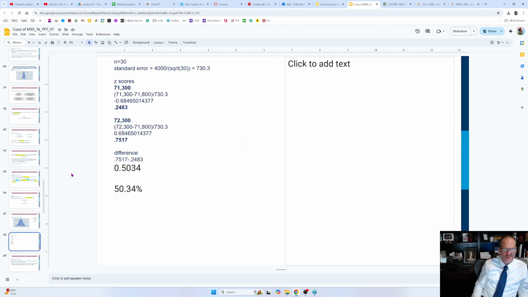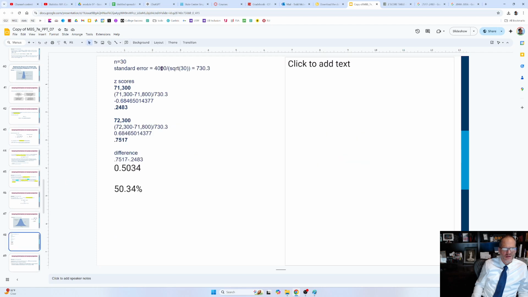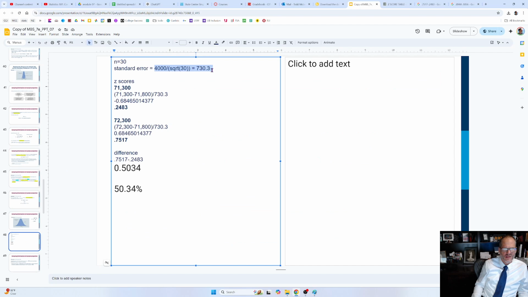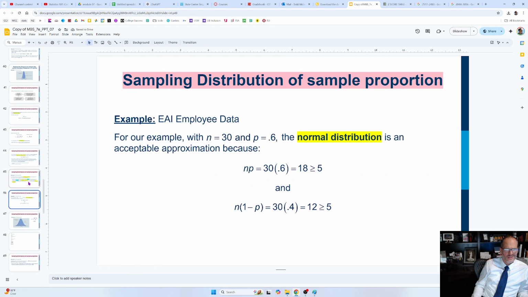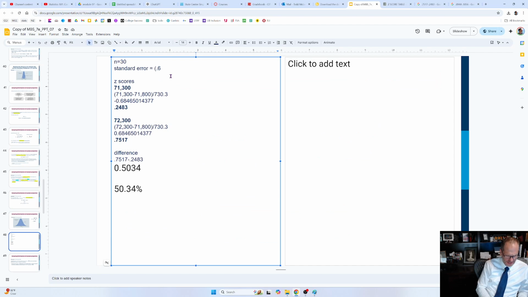And so we have a sample size of 30. How do we calculate our standard error? Our standard error is going to be the square root of p times 1 minus p over 30. Here p is 0.6, and 1 minus p is 0.4, so that's 0.24. So 0.6 times 1 minus 0.6, divided by 30, I think. Isn't that right?